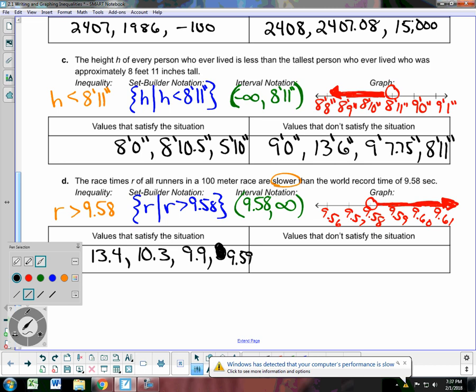Now, some that don't work. Well, 9.58 itself does not work because we're looking for ones that are bigger than that, and anything less than that, so 7.8 seconds would not work. 3.44 seconds would not work, right? Those all are too fast.